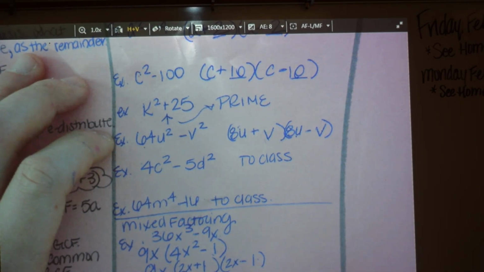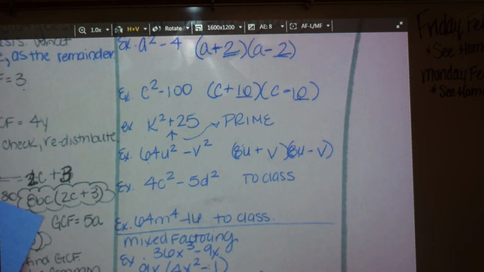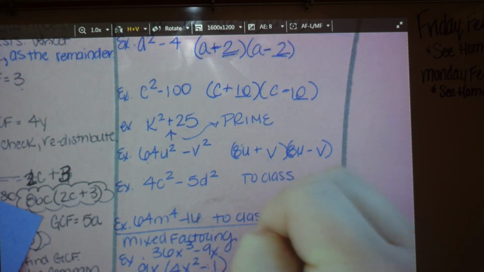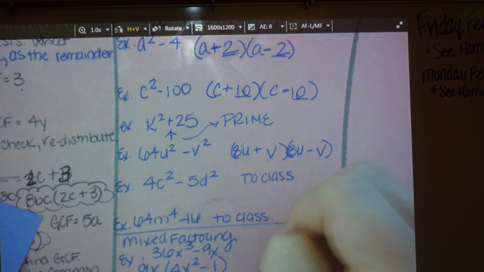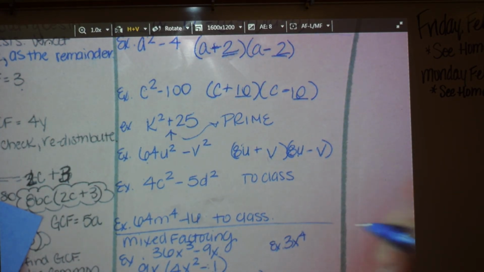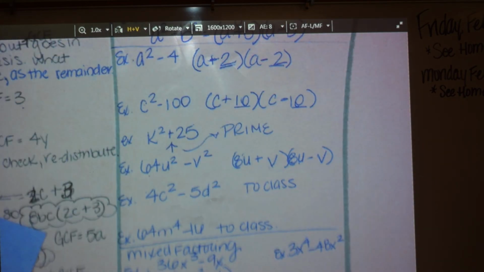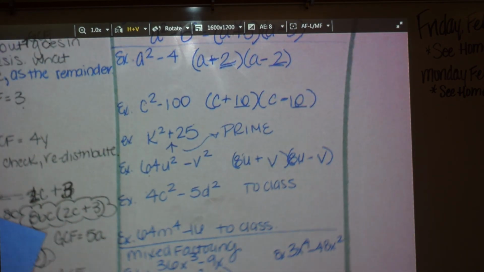Okay, so in this case we've had to do greatest common factor, plus we had to do the difference of squares and factor that. Okay, so an example for this one you can bring to class is 3x to the 4th minus 48x squared. So give me your greatest common factor, take that out, and then I want you to factor the difference of squares.